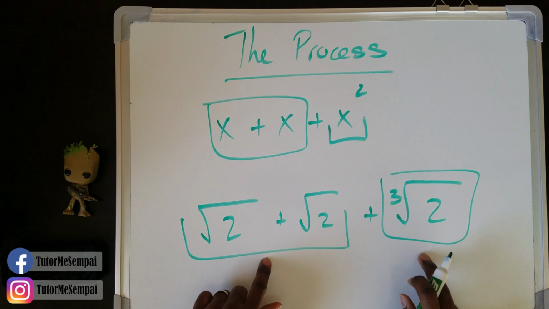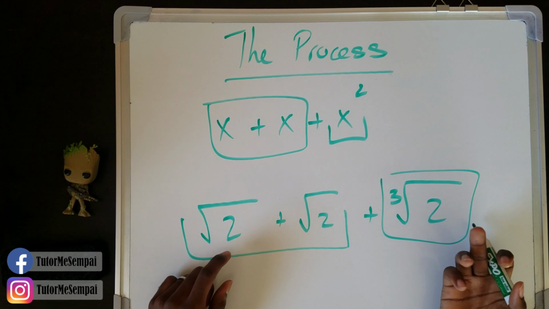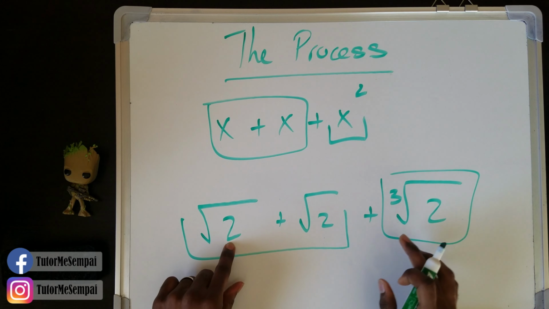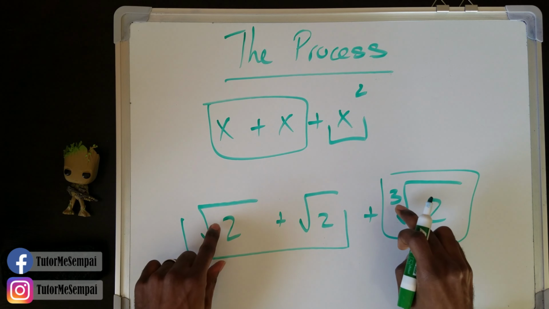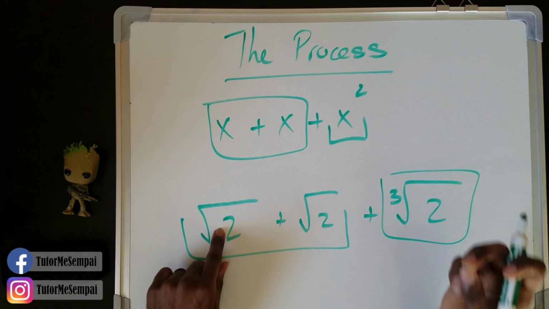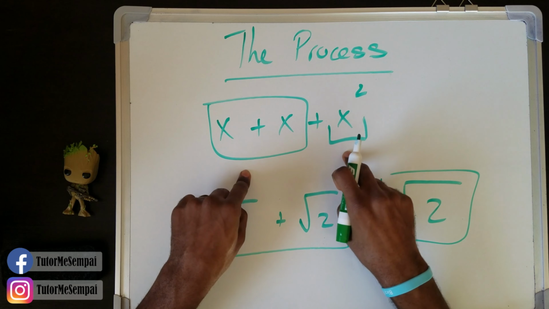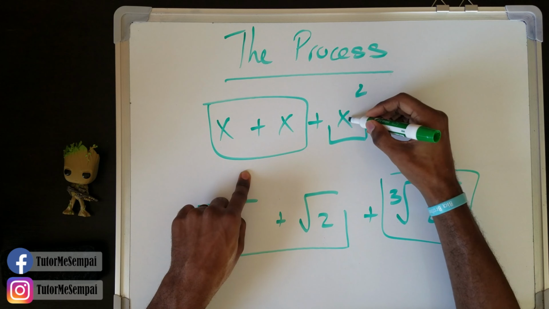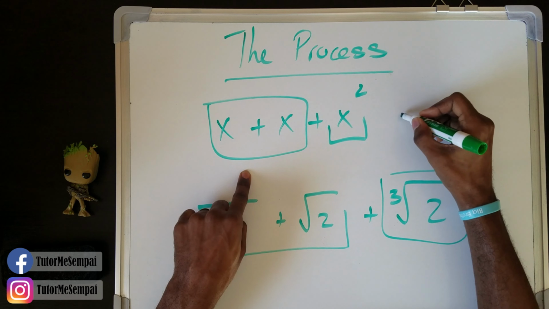You can't combine these, although the 2 is the same. We're not looking at what's under the radical only. You have to look at what's under the radical and the type of radical. It's the radicand and the index that both have to match, just like you do for this, right? You're looking at the base and the exponent here, right? You're looking at the base.